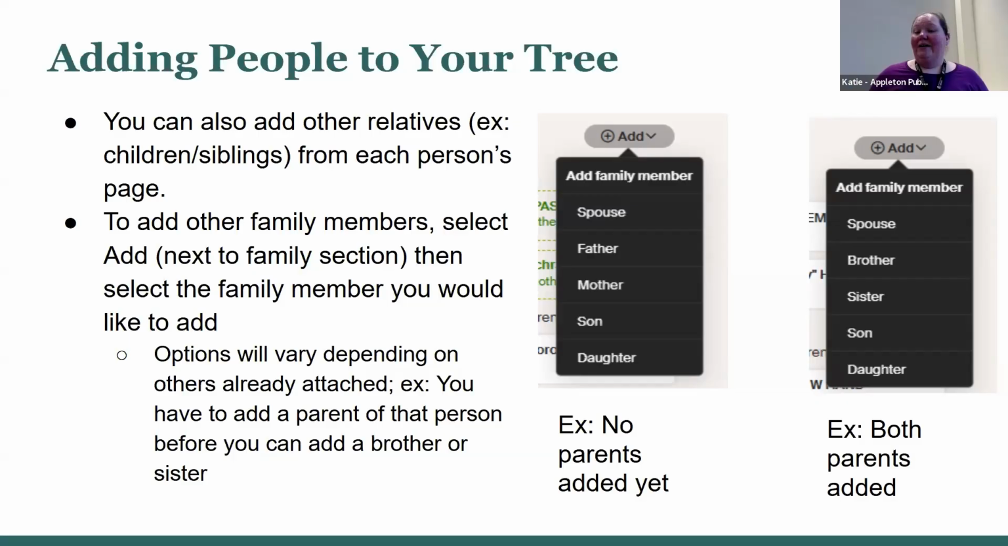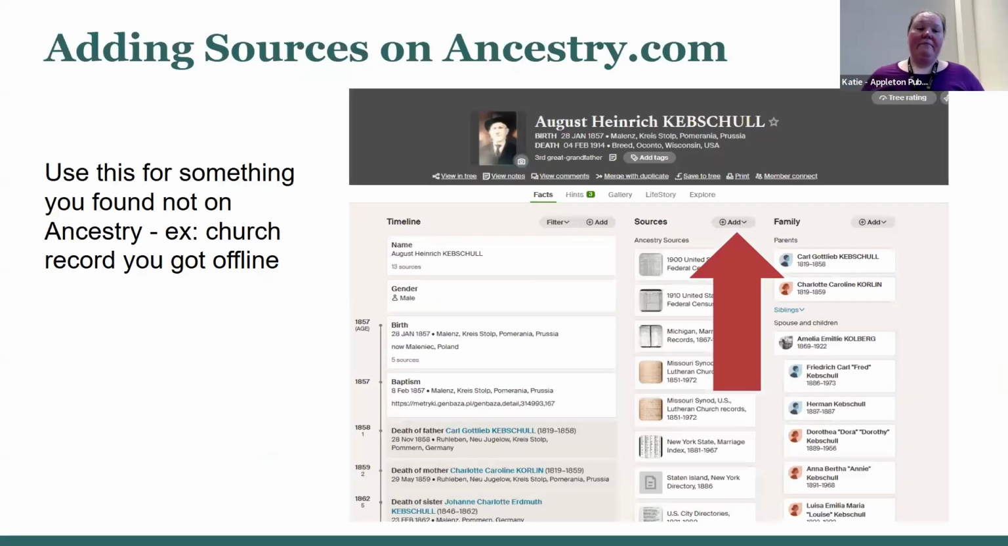So once you click on add whoever, it's going to give you that box where you fill in that information. Again, you fill in their name, their birth date, their birthplace, death date, death place if they've already died, and then click continue, and then magically they're in your tree now.